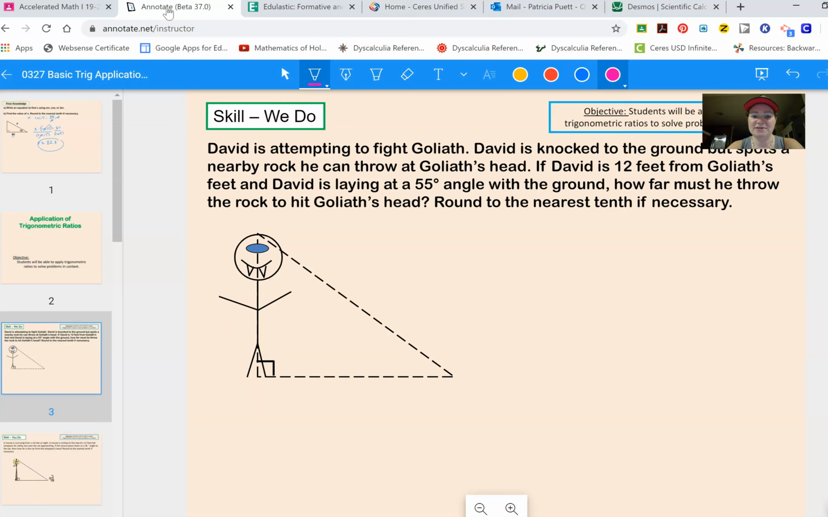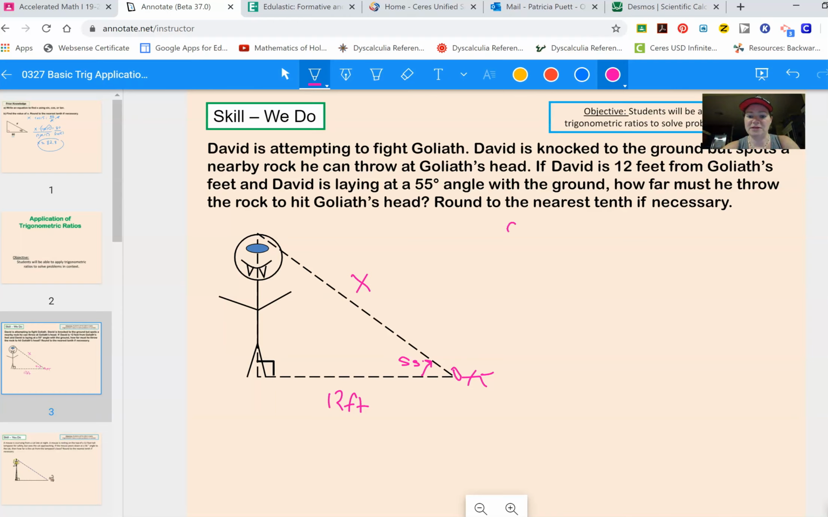Okay, so David is attempting to fight Goliath. David is knocked down to the ground. So this is poor David down here. He spots a nearby rock. If David is 12 feet from Goliath's feet, so 12 feet would go right here, and he's laying down at a 55-degree angle with the ground, that means your angle of elevation is 55 degrees. There we go. How far must he throw the rock to hit him in the head? In other words, you're looking for the hypotenuse. Based on the overall picture that I have right here, this is going to be a cosine.